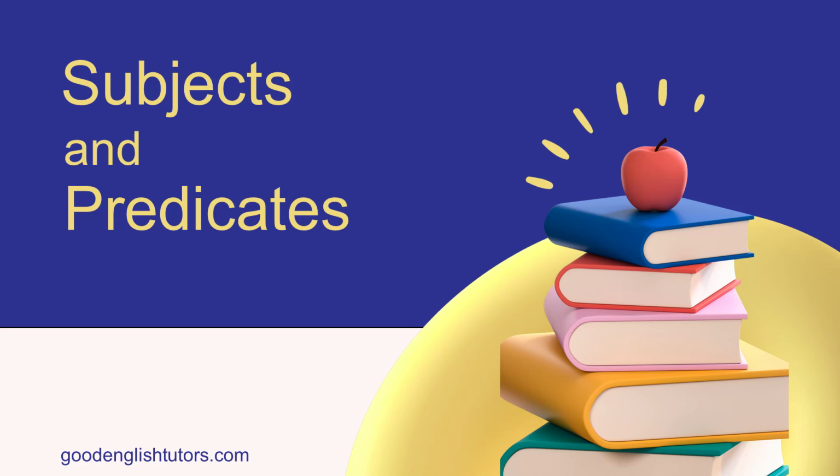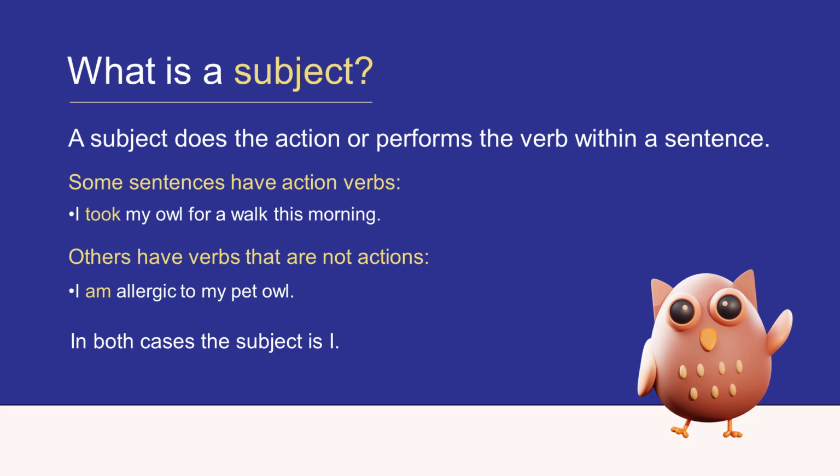First of all, let's take a look at what a subject is. A subject does the action, or another way to say it is performs the verb. The issue is not all verbs are actions. Like we have verbs like am and was and have and has, and those are not actions. So in that case, the subject is being something or having something. And that's why we say performs the verb.